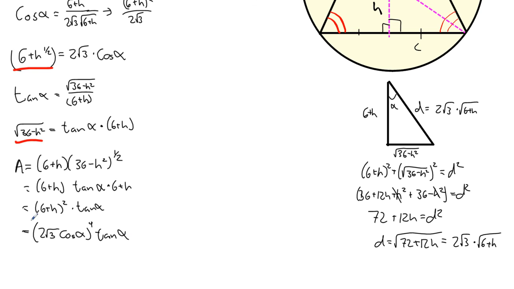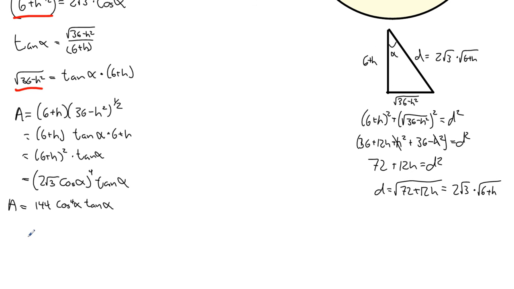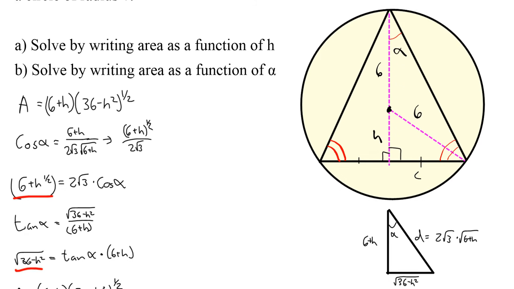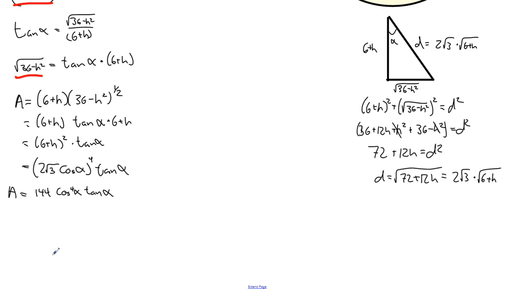And if I multiply this out, if I take 2 square root of 3 to the 4th power, I actually end up with 144. So I get 144 cosine to the 4th alpha tangent alpha. That is my area equation. And I know that's a mouthful, but it is what they asked for. They said area as a function of alpha. And that's what I have here.